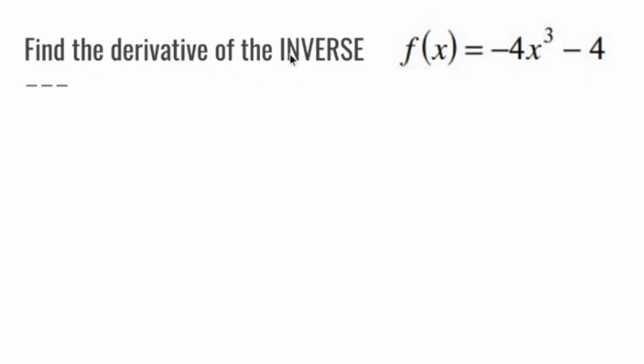Find the derivative of the inverse of 5x equals negative 4x cubed minus 4. All right, so what I need to do is find the inverse of that. Right now, because it makes my life easier, I'm going to pretend that f of x is y. Whenever I'm finding the inverse, the first thing I need to do is swap the x and the y and then solve for my new y. So this is me doing exactly that.